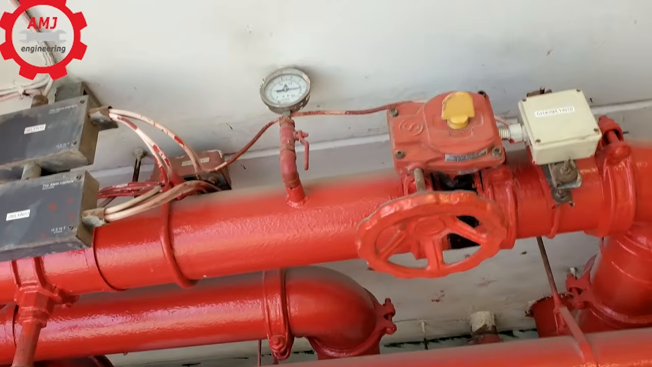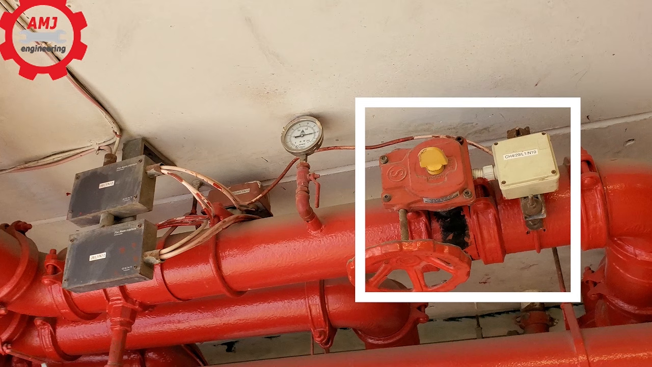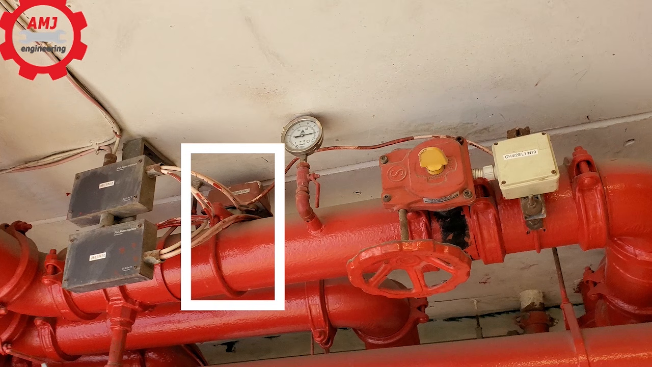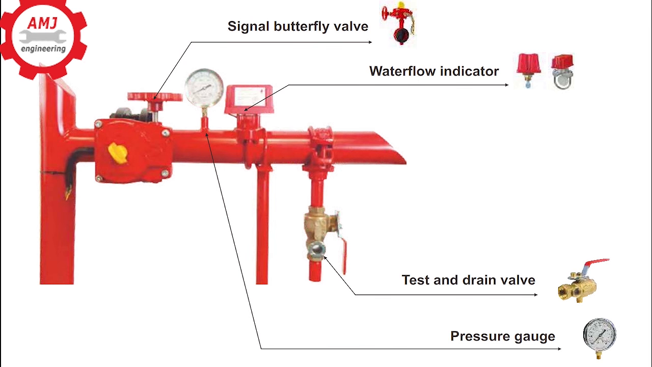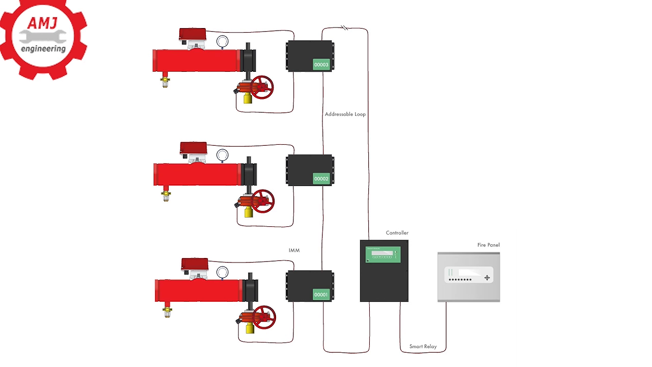Zone control valve is a combined unit of 4 parts: signal butterfly valve, water flow indicator, pressure gauge, and test and drain valve. They are assembled on fire pipeline to separate the fire area into small distribution zone for indication and control. Because of fire sprinkler or test valve activation, the indicator detects water flow and transmits signal to control system. After fire suppression, butterfly valve gets signal and shut down the water flow for recovering the system.